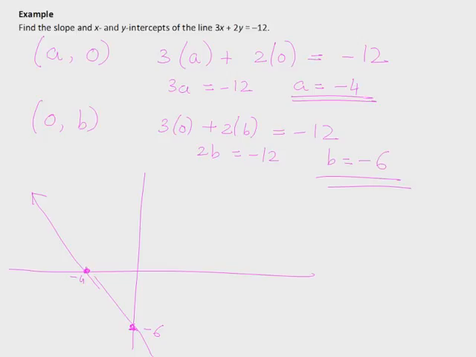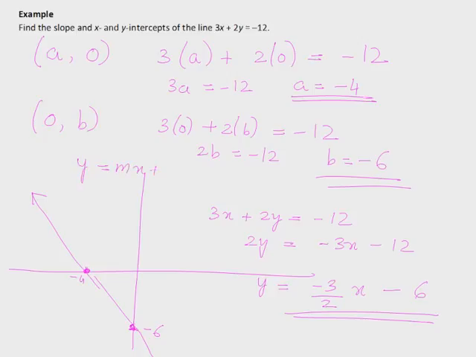How about if I want to find the slope directly from the equation? So let's go 3x plus 2y equal to minus 12. I'll try to make y the subject of the formula. So I get 2y is equal to minus 3x minus 12. Dividing by 2, I get y is equal to minus 3 by 2x minus 6. Recall that when I write the equation in the form y equal to mx plus c, then that m, which is the coefficient of x, is the slope. So here's the slope, minus 3 by 2.